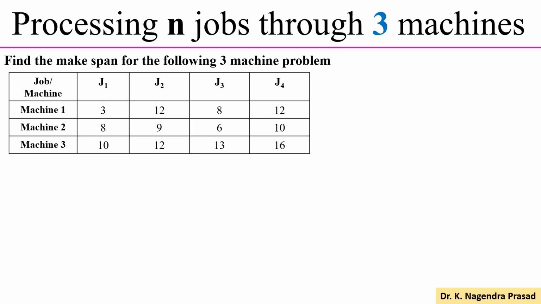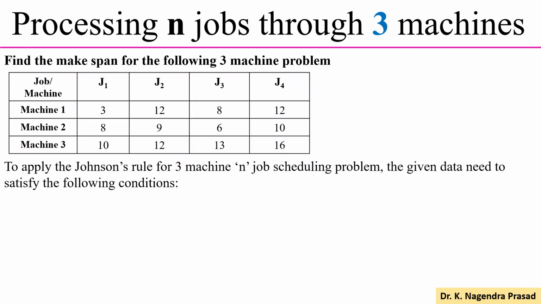Find the makespan for the following 3 machine problem. Here the 3 machines are given, machine 1, machine 2, machine 3, and 4 jobs are given, job 1, job 2, job 3 and job 4, and the respective processing times are also given. Then you have to determine the makespan, or the total completion time. So you have to apply Johnson's rule for the 3 machine n job scheduling problem. Before that, we have to check whether the data satisfies the two conditions.